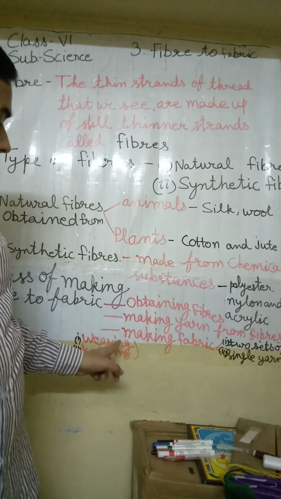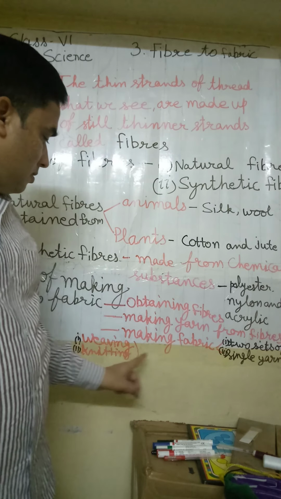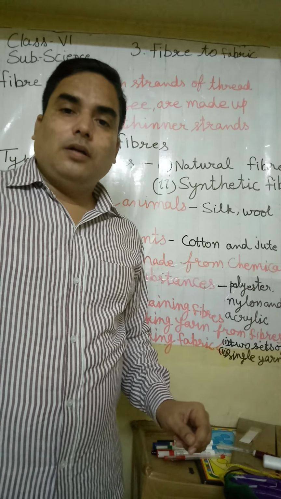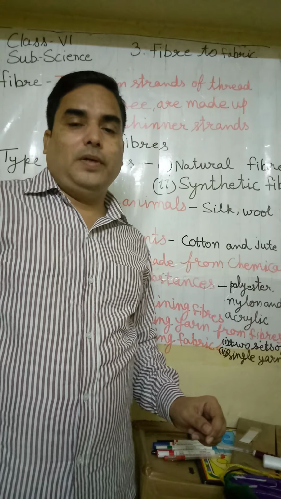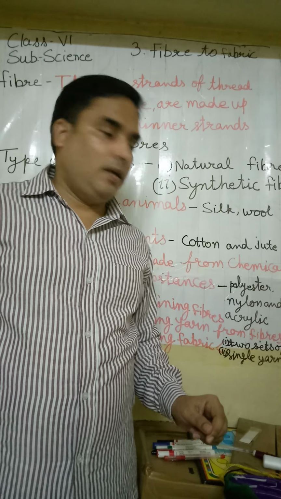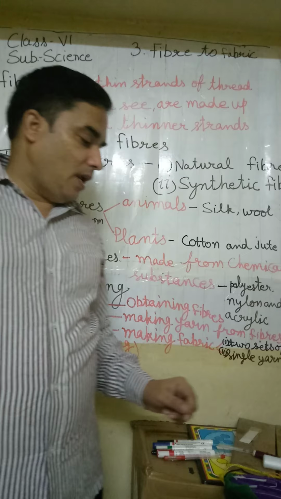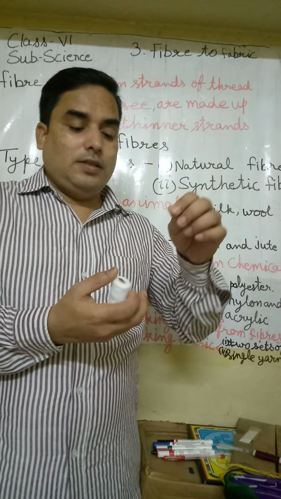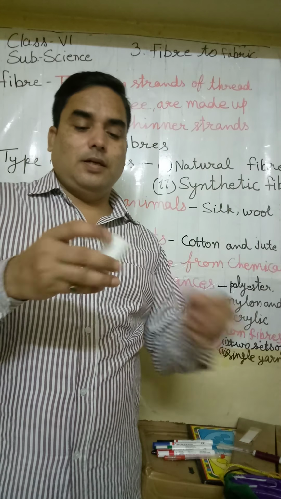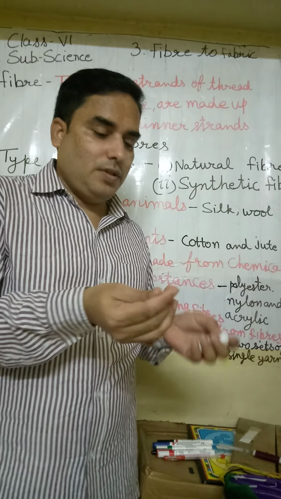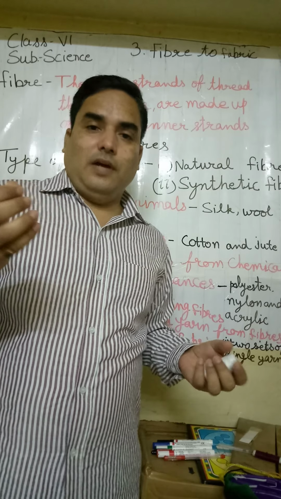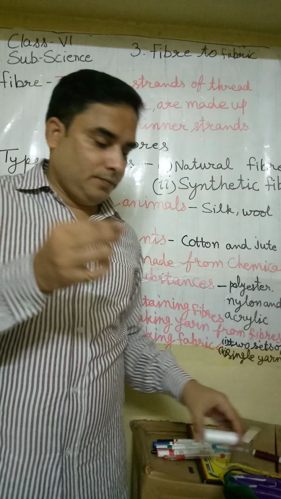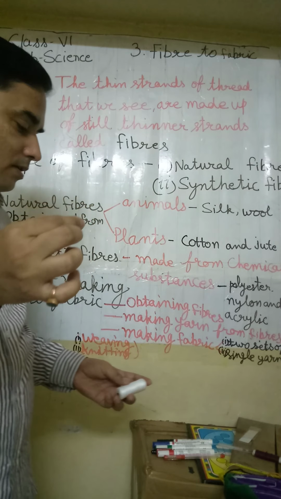And the third step is there. With the yarn we can make a fabric in two methods. First is weaving and second one is knitting. In knitting we use a single strand. A single strand means you can see this yarn, and this single strand I am using for making a fabric.